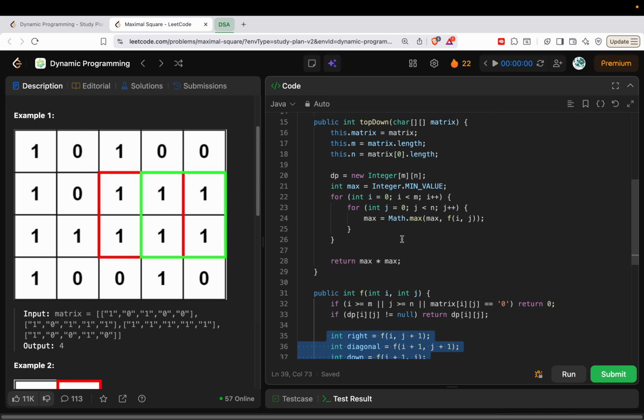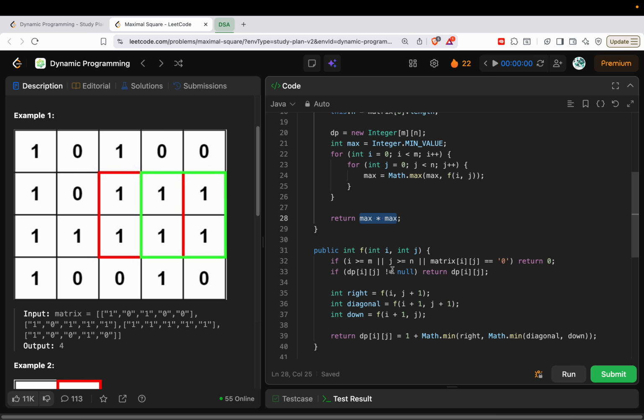Okay, and what I have to do, I have to check what is the maximum length square I can form from each of the positions in my original grid. So that is what I am doing here. I define initially the max as minimum value, and checking that keeping each grid as the top left corner, what is the maximum length I can form, that is what I am computing, and I am trying to maximize it. In the end, my answer will be max times max, which will be the area.